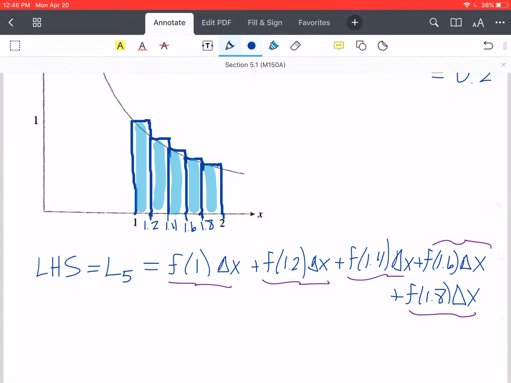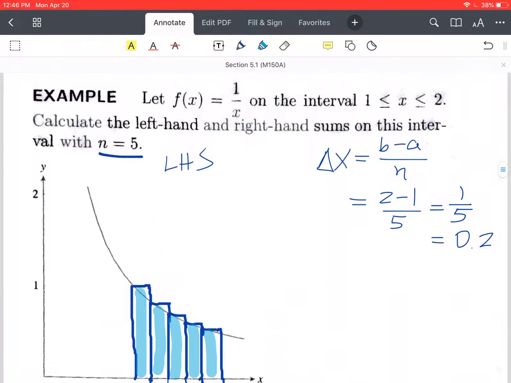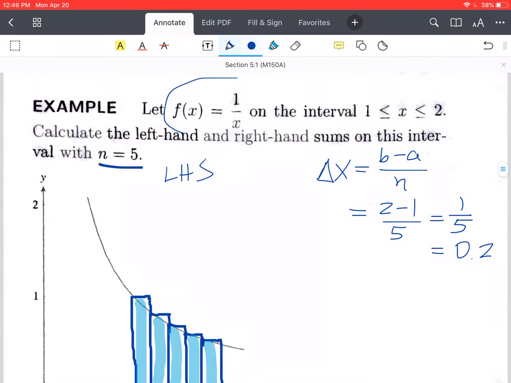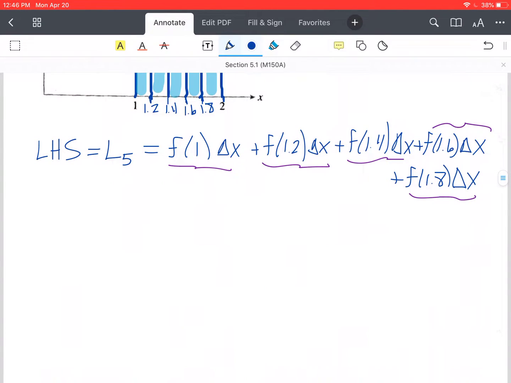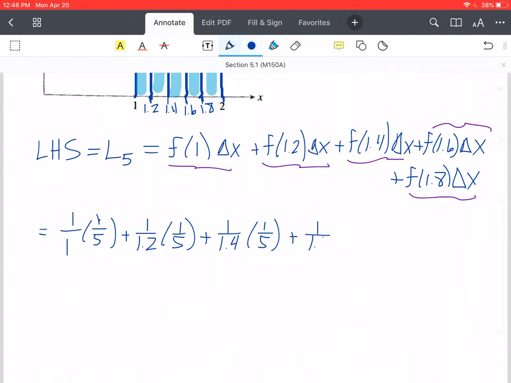Okay, so in order to compute this, we need to plug in these values into the function. Remember the function back here is 1 over x. So let's go ahead and do that. So we've got here 1 over 1 times 1/5 plus 1 over 1.2 times 1/5 plus 1 over 1.4 times 1/5 plus 1 over 1.6 times 1/5 plus 1 over 1.8 times 1/5.